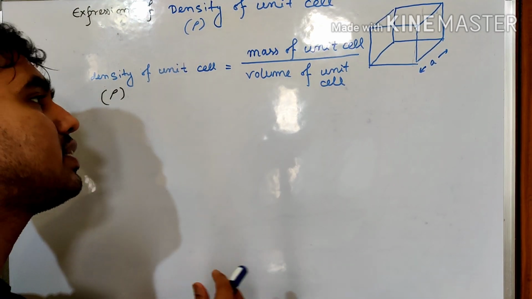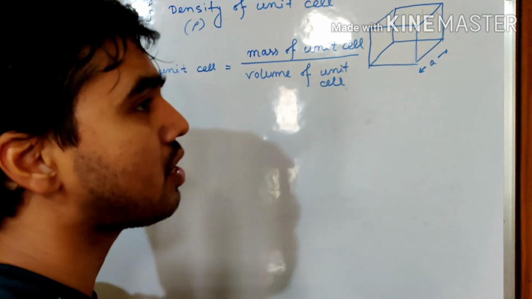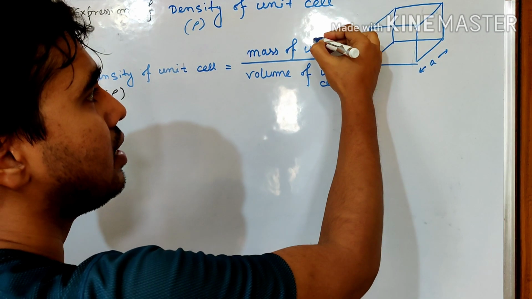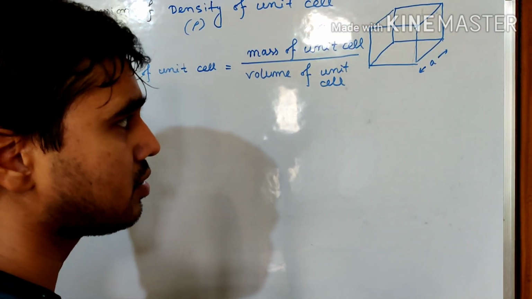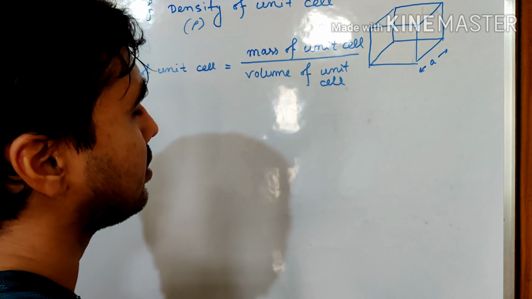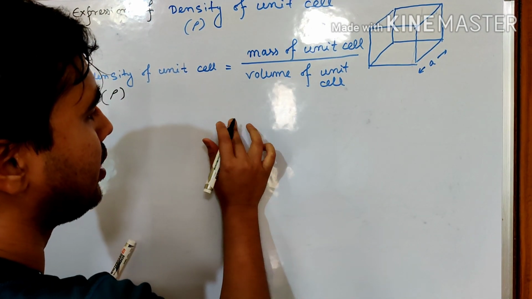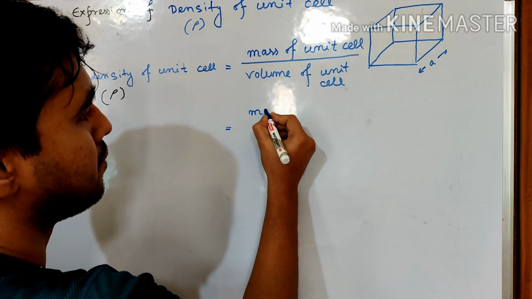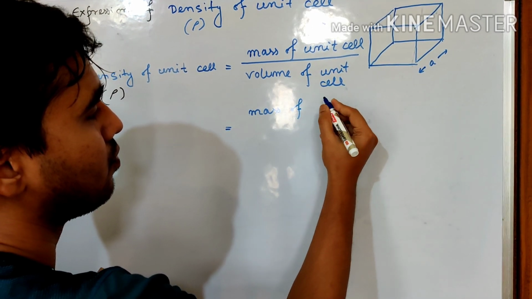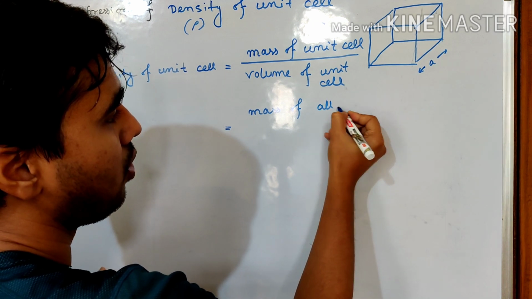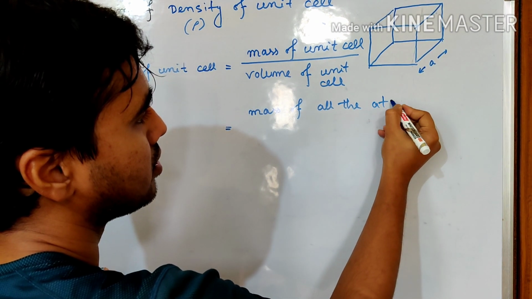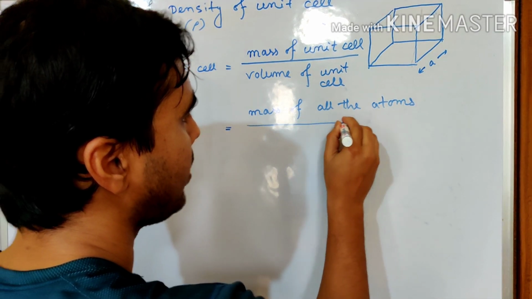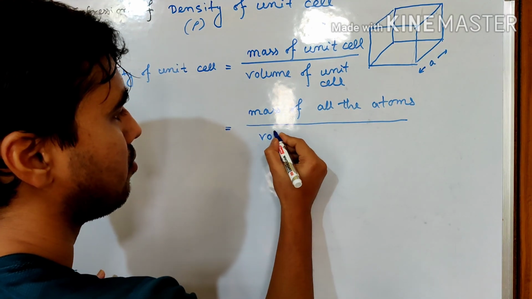Now mass of unit cell. What should be the mass of a unit cell? We know only at the lattice point the atoms are present. So the mass of the unit cell is nothing but the mass of atoms. So we have to calculate the mass of the atoms. Here we can write mass of all the atoms present in a unit cell divided by the volume.